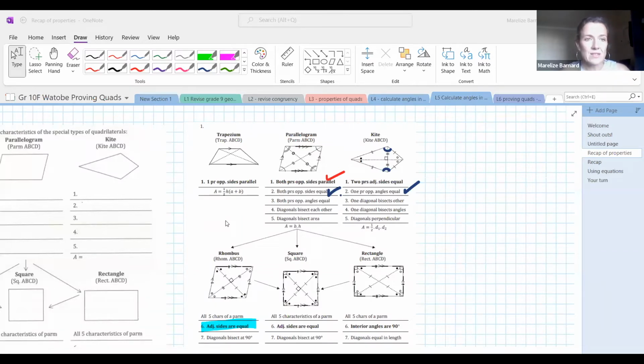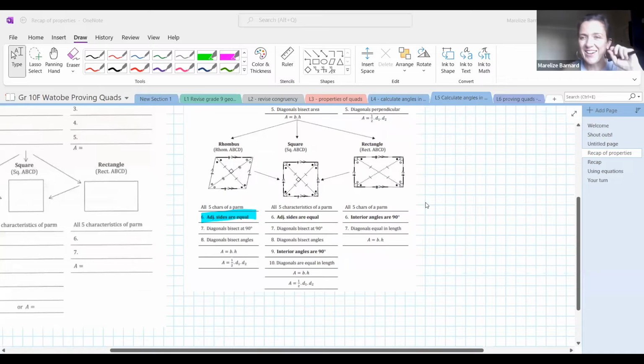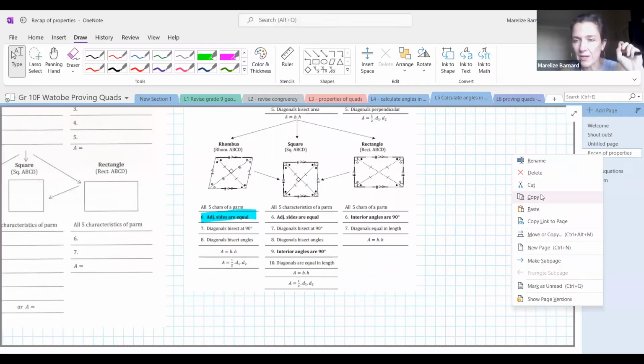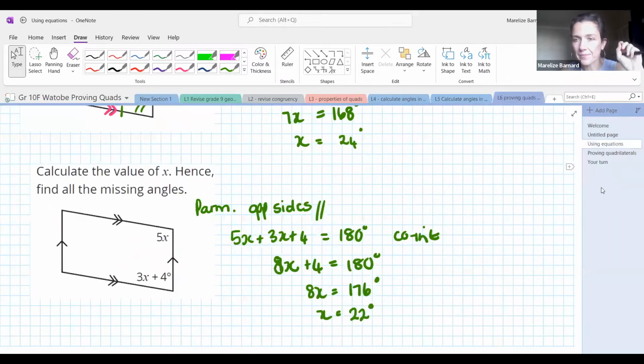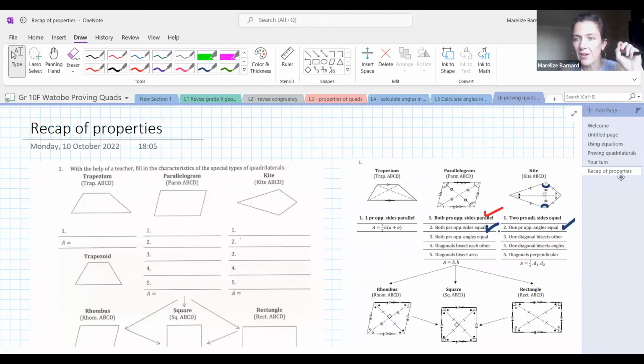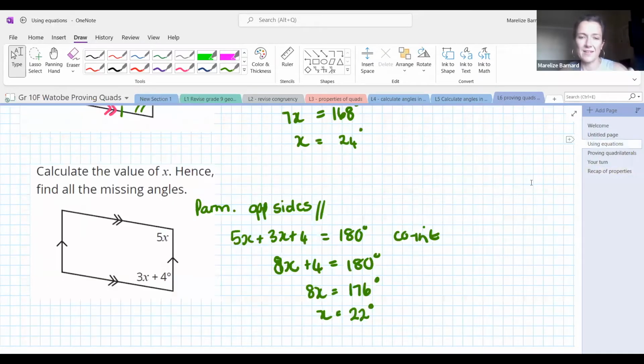We get 176 because we are subtracting 4 on both sides. And so I was saying, okay, back to, let me actually copy this page because we might need it again. Okay, right, so that's that.